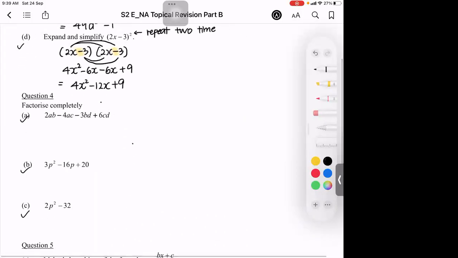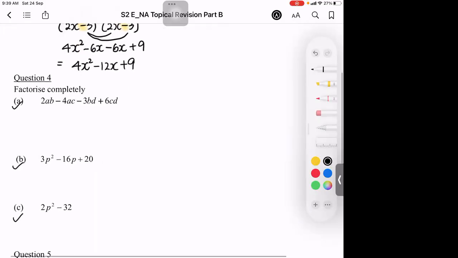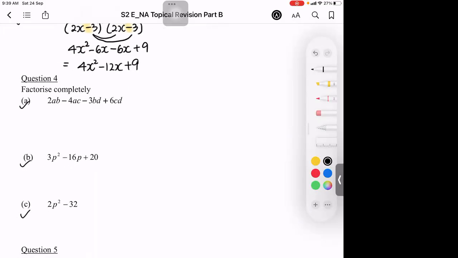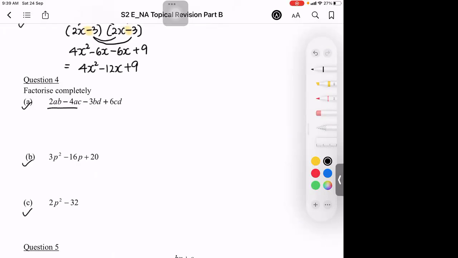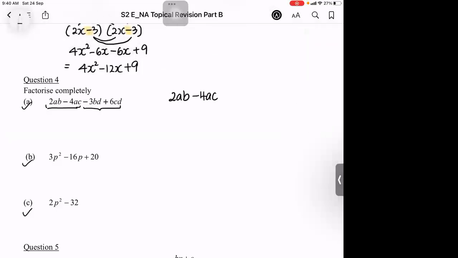Next one, factorization by grouping. This one needs to be grouped 2 by 2. How do I know? Because I have 4 terms and some terms have a common factor. So this one has a common factor, this one has a common factor. I should do the first group, 2AB, and group it with negative 4AC. Look for the ones that are common. Sometimes you can rearrange your terms. Then the other one, negative 3BD, I'll group it with positive 6CD.